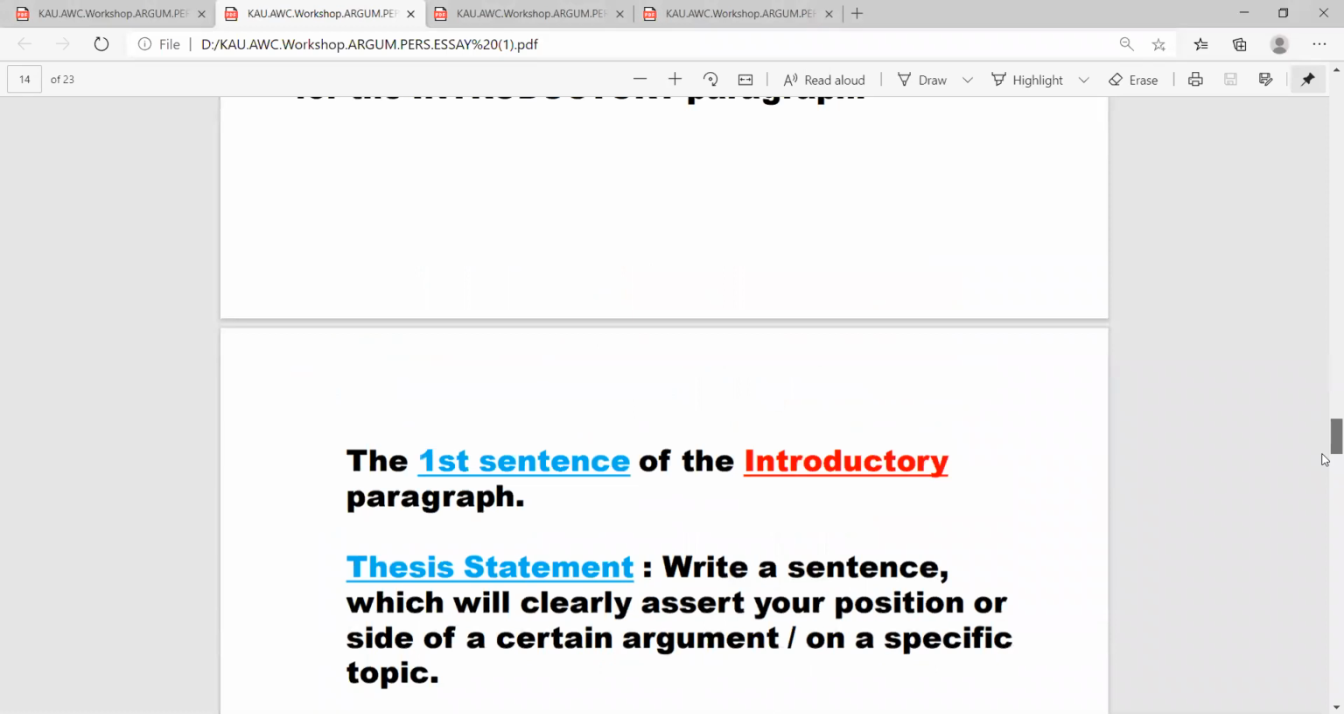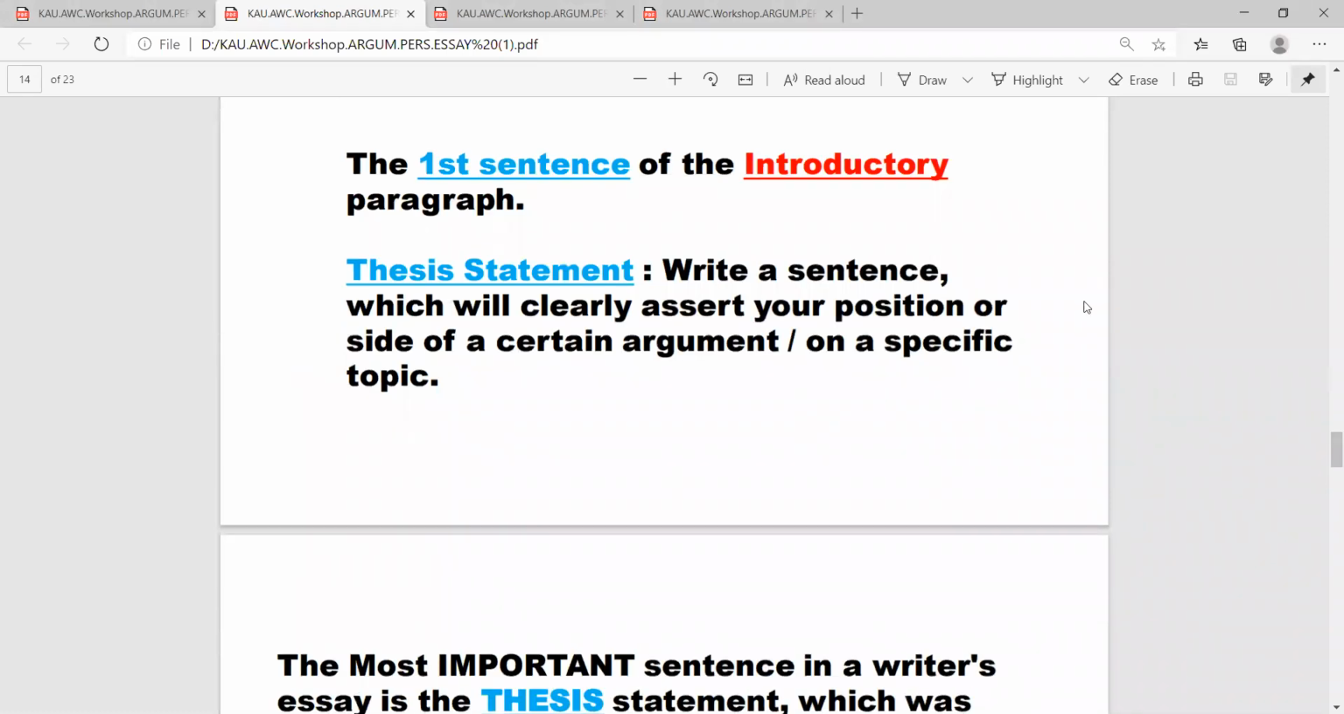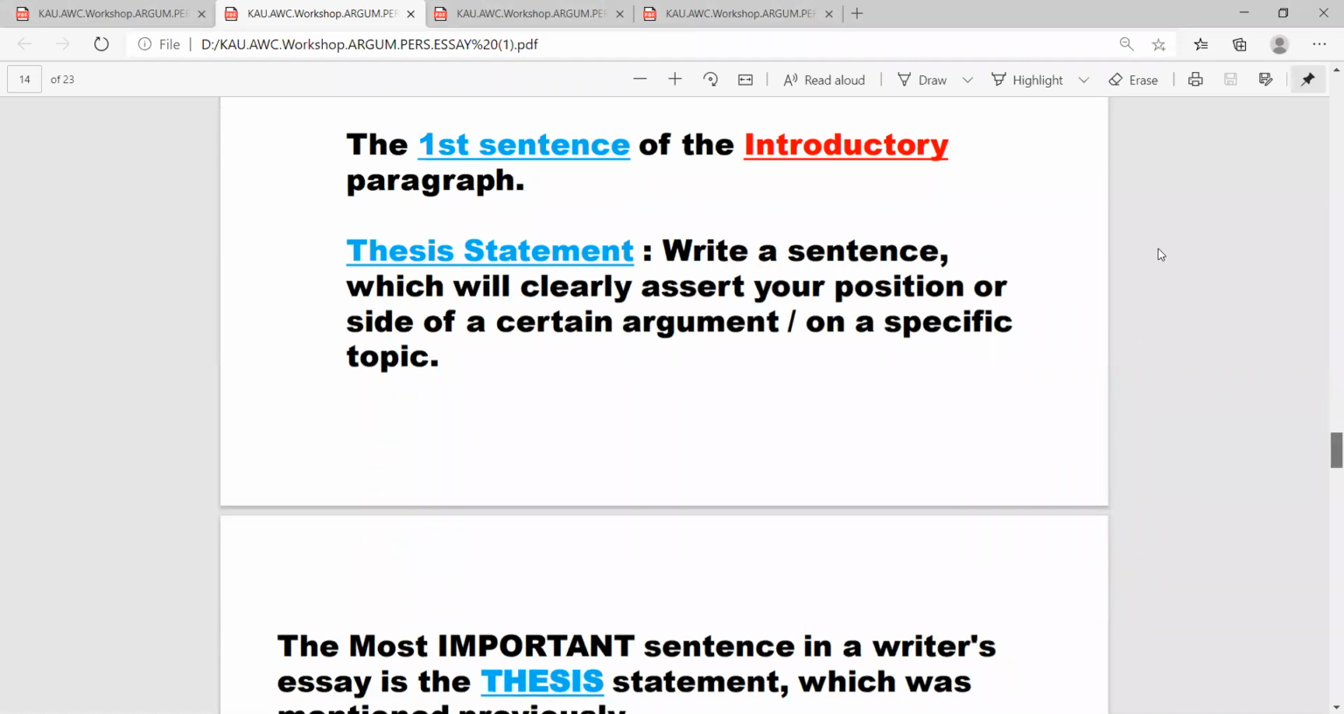Right. The first sentence of the introductory paragraph, the thesis statement. I think everyone is familiar with that. I don't want to pontificate on this, ladies and gentlemen.